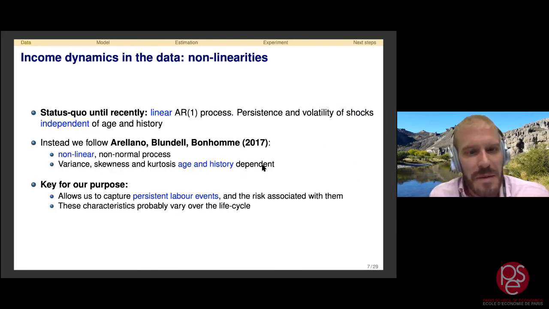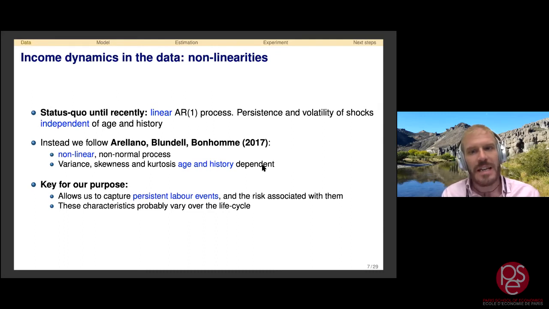So yeah, let me move now to the second set of analysis that we are carrying out in the data. As I said at the beginning, we're trying to uncover the non-linearities present in the income dynamics of households, right? Why do we do this? Until very recently, in most of these structural heterogeneous agent models, we used to work with a linear autoregressive process for exogenous income, where persistence and volatility of those shocks were independent of age and the past history of shocks, right?